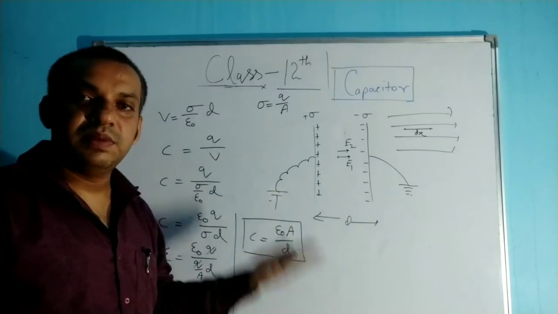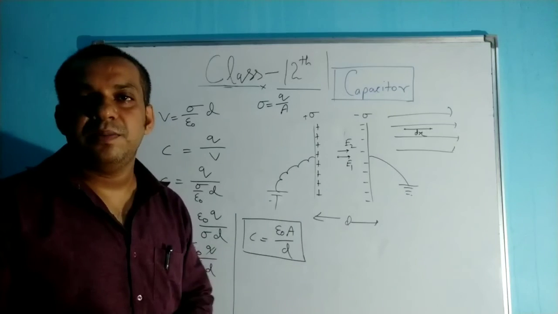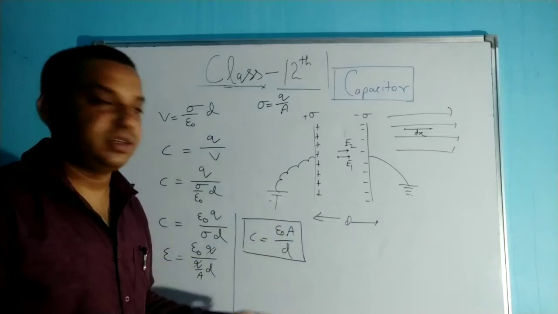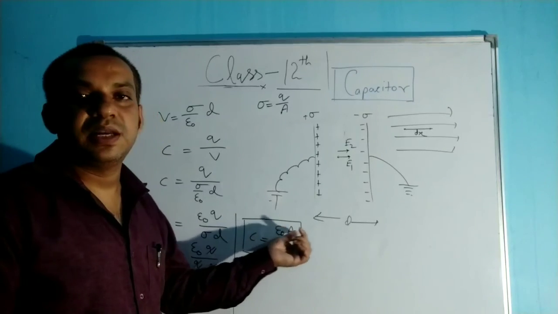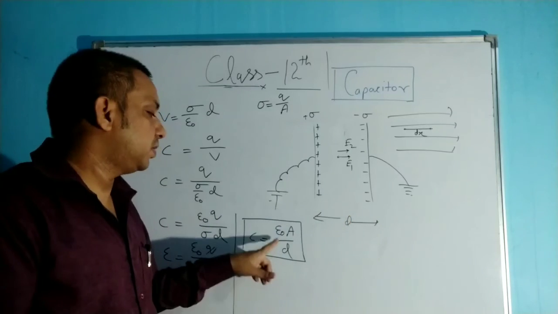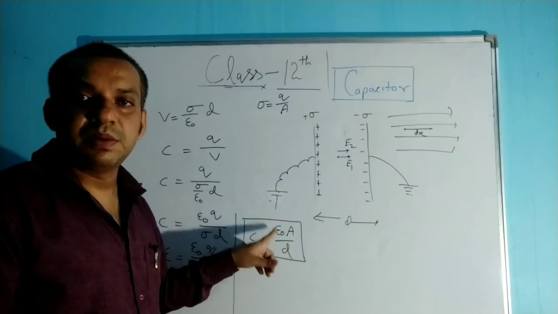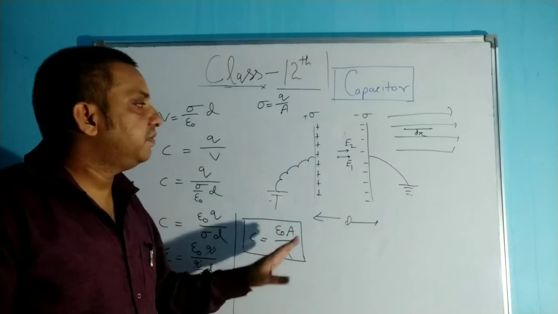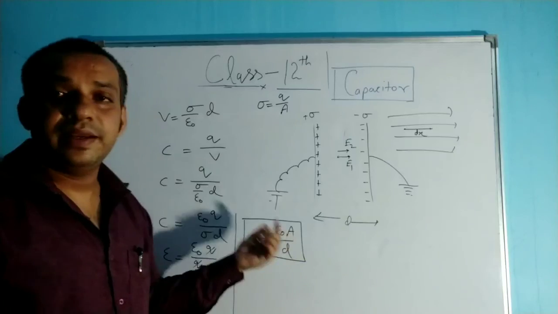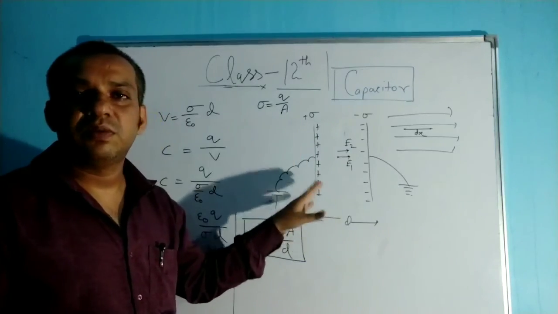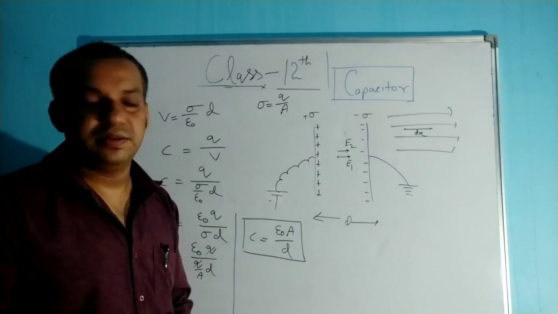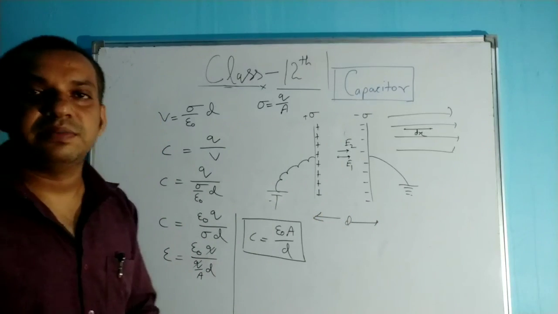After that we have the basic definition, C is equal to Q by V, which is the basic definition of capacitance. Just put in the values, and after simplification you will get C is equal to epsilon naught A by d. So the capacitance of the parallel plate capacitor depends upon epsilon naught, the permittivity of free space, which relates to the dependency on the medium, A, the surface area of the plates, and d, the separation between these two plates. So this is your formula, C is equal to epsilon naught A by d.